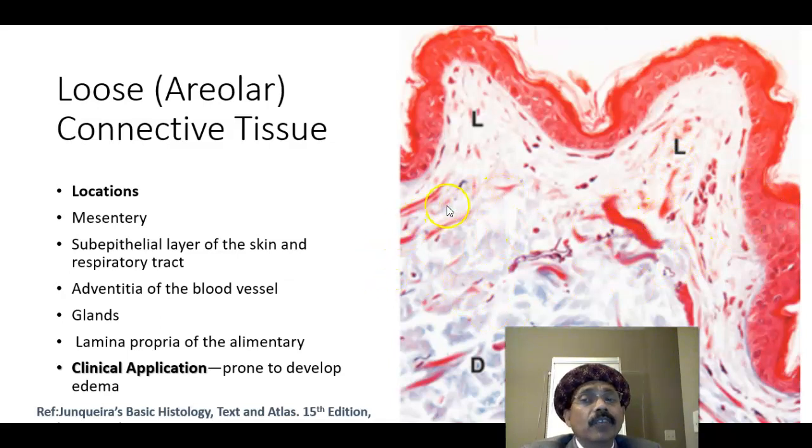What is the clinical significance of loose connective tissue? Because it is loosely arranged, there is a chance of fluid collection in inflammation. So there will be edema formation due to any type of inflammation. There will be vascular permeability, and there will be edematous change due to inflammation, especially in the loose areolar connective tissue.